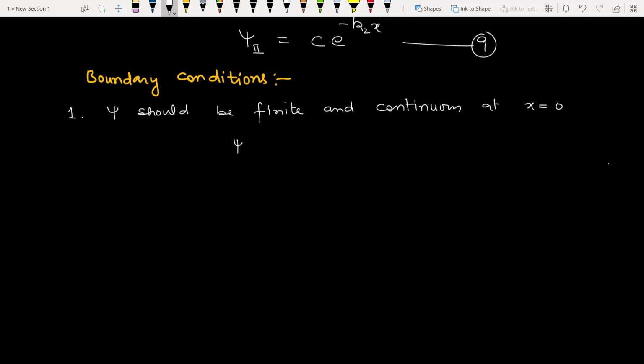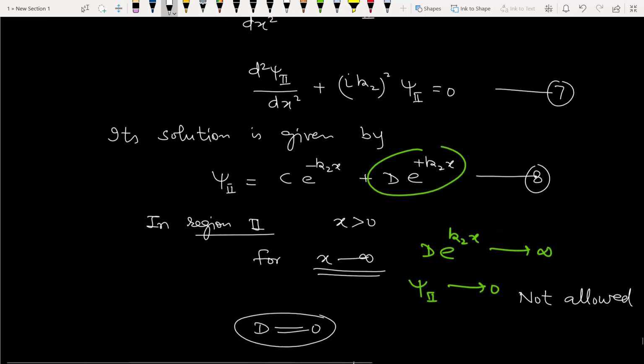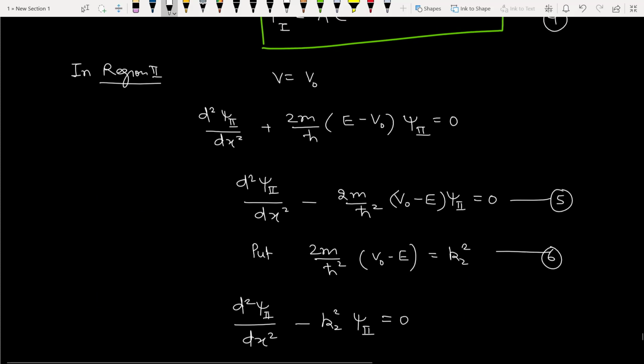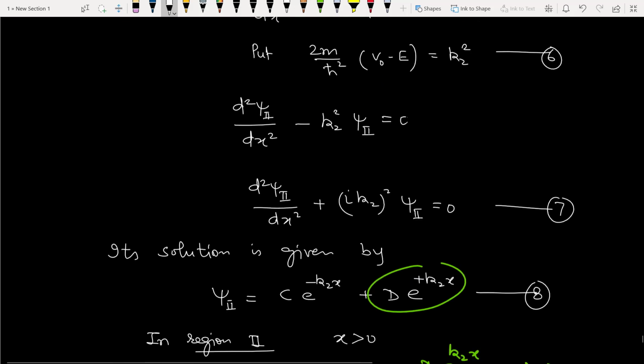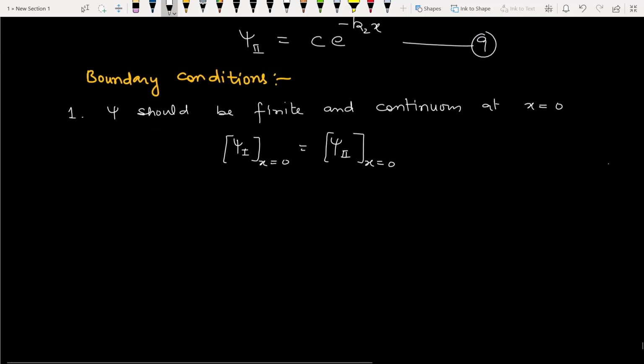So it means psi 1 at x is equal to 0 should be equal to psi 2 at x is equal to 0. So psi 1 is given by equation number 4, and if we put x is equal to 0 here, this value will be 1, this will be 1, it will be a plus b. Psi 2 is given by this equation here, e raised to power 0 is 1, so it will be c. We mark this as equation number 10.